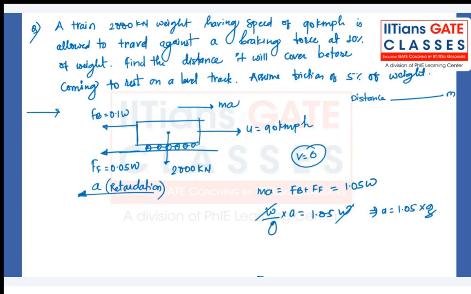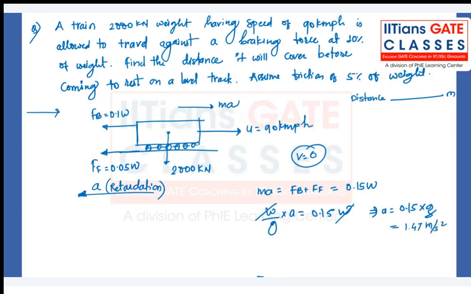this is 9.81, and sorry, how much? I have made it a little wrong. It's 0.15 times W, so let me correct it. 0.15 times g. So it's close to 1.47 meters per second square. So this is the value of acceleration.